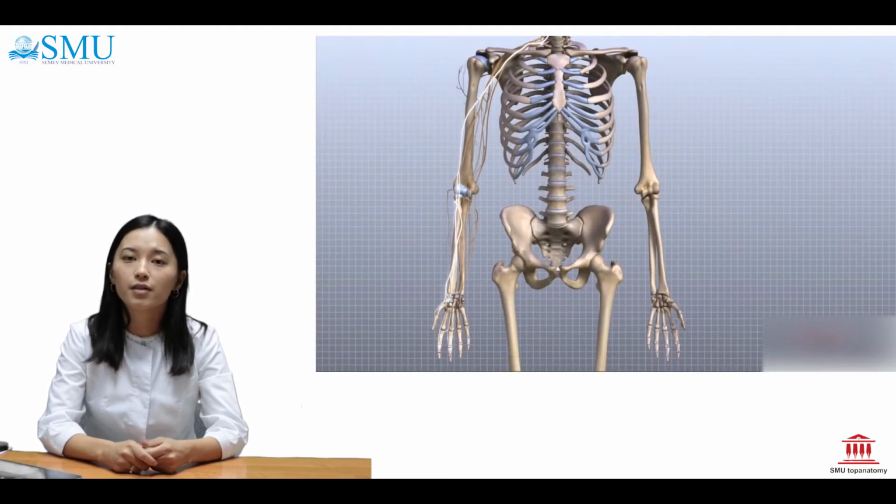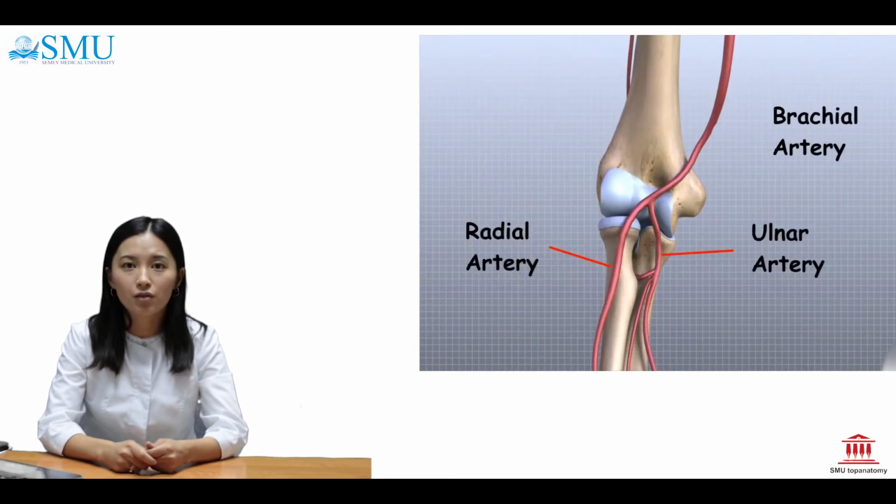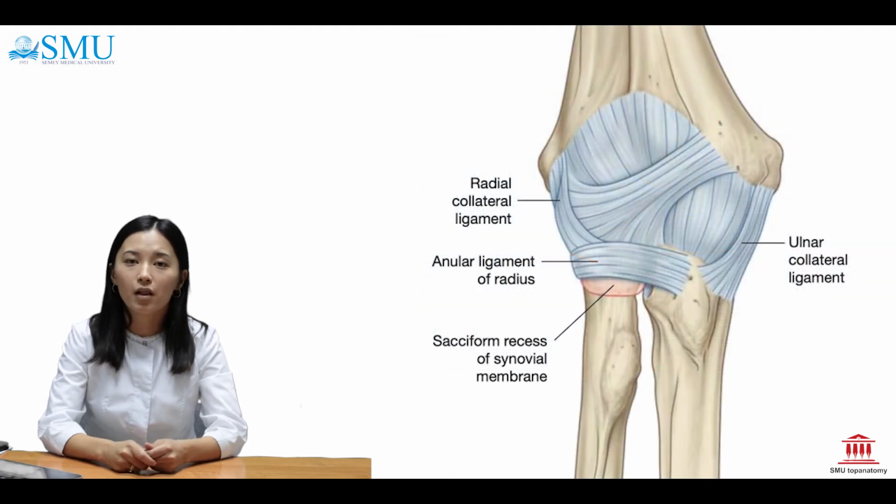The elbow joint is innervated by the branches of musculocutaneous, median, ulnar and radial nerves. It receives blood from brachial artery, radial artery, and ulnar artery. The ligaments of the elbow joint are radial collateral ligaments, ulnar collateral ligaments, and annular ligaments.